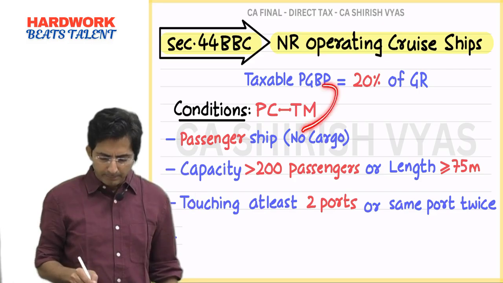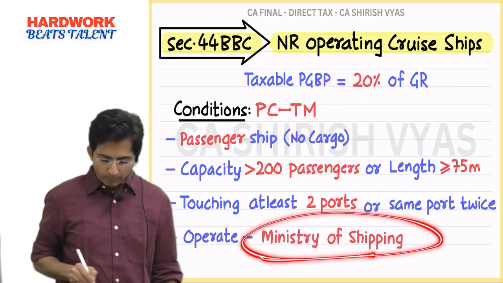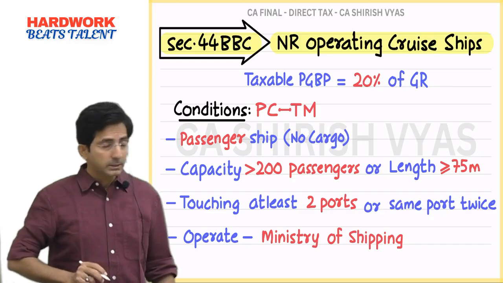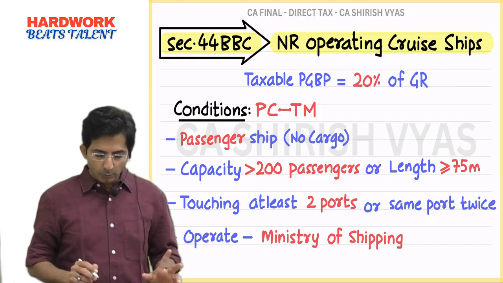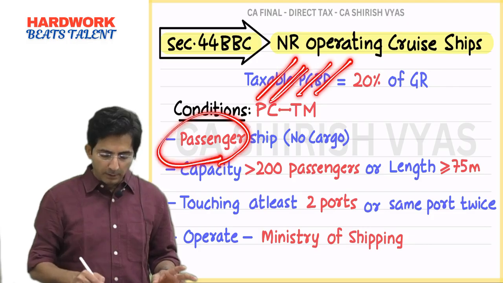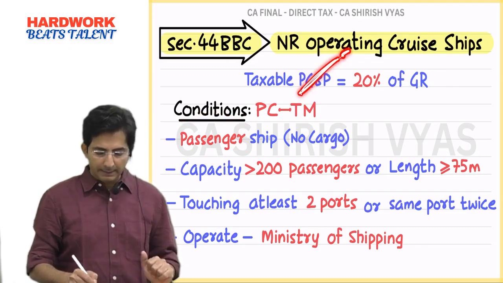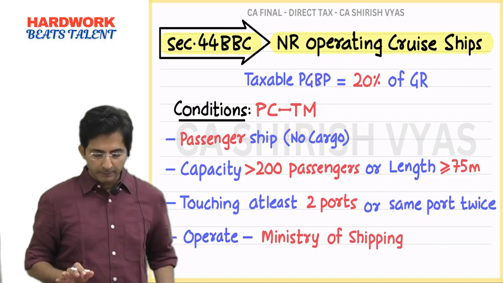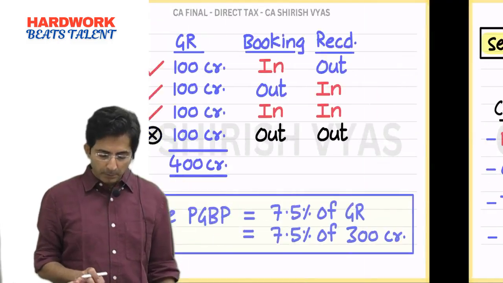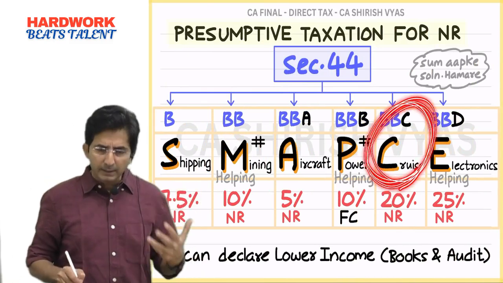Then last condition is M. It should operate as per Ministry of Shipping. M for Ministry of Shipping. The cruise should operate as per the rules and regulations of the Ministry of Shipping. See, this condition can come as a straightforward theory question. What was the keyword? PCTM. P for passenger ship. C for capacity. T for touching minimum 2 ports or same port twice, and M for it should operate as per Ministry of Shipping. These are the special conditions under 44B, cruise shipping. Okay. But for all other business, there was no condition, nothing like that. Only here there were some elaborate conditions which the government has made.